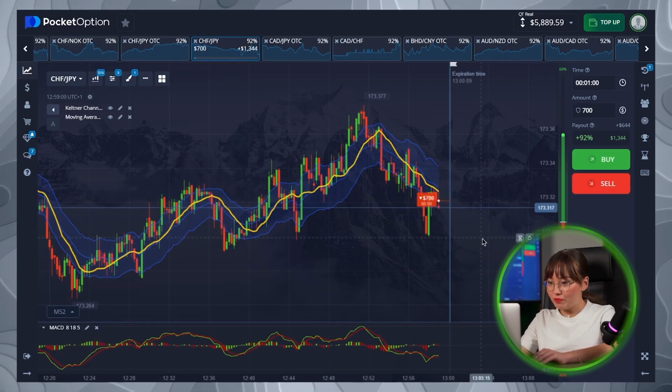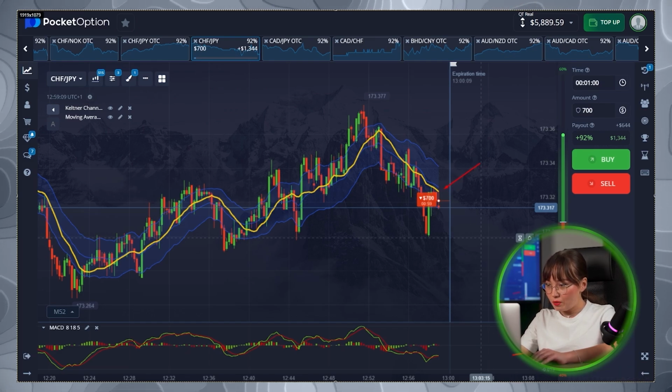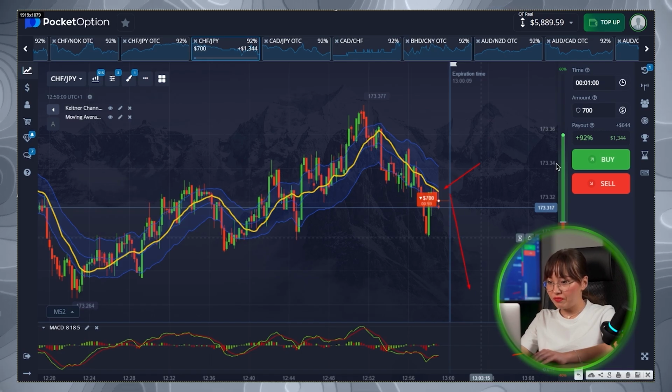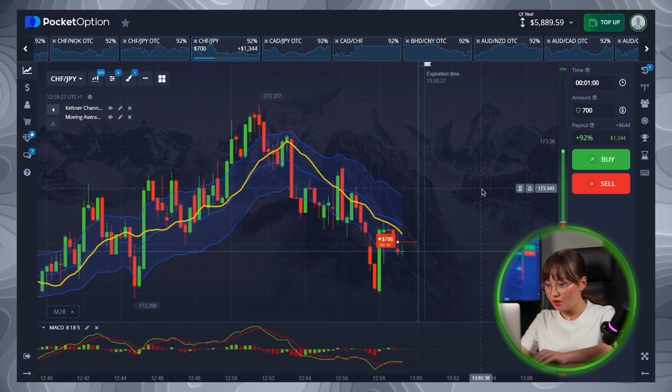This time we are going for a sell trade because we are in the lower part of the Keltner Channel. Plus, we are below zero on MACD and below the moving average. We've got 3 solid signals that the price is about to drop. Let's see how it plays out.